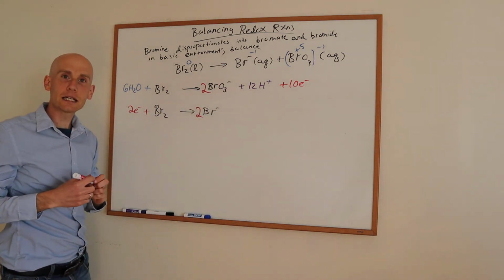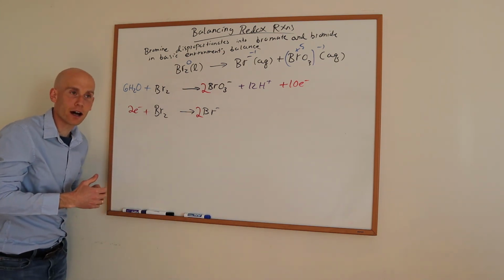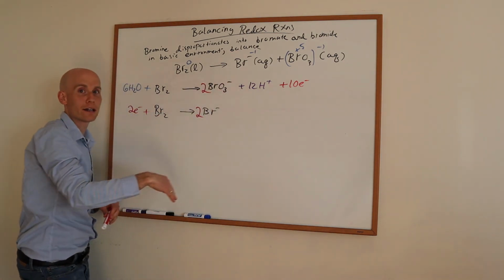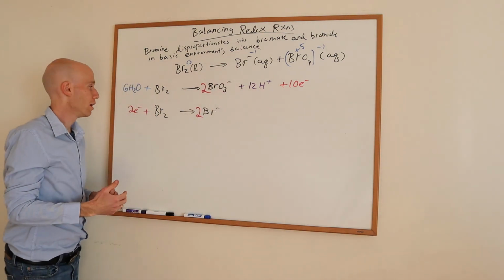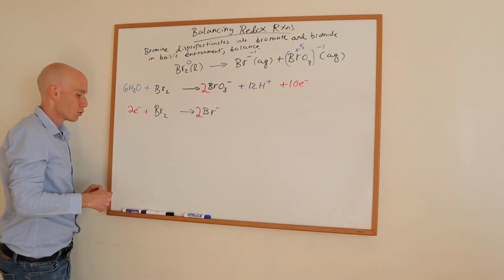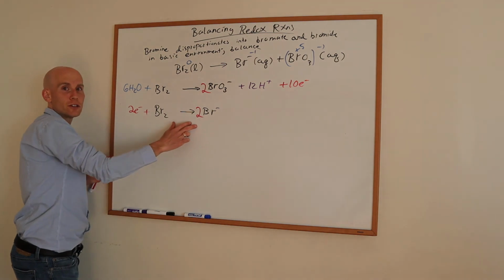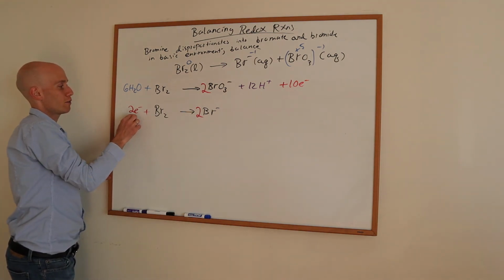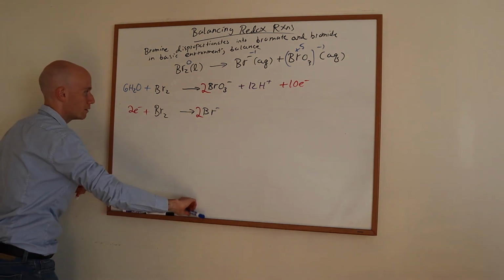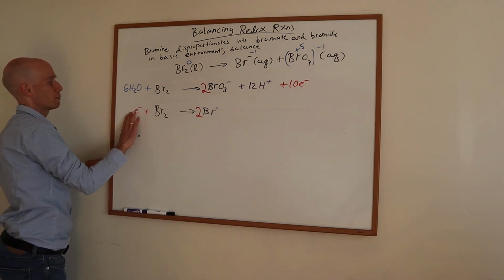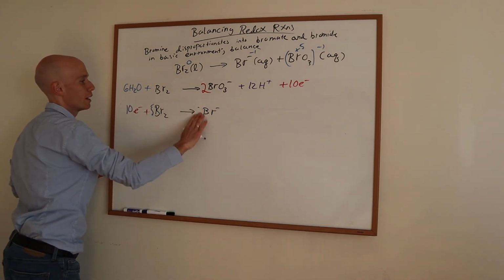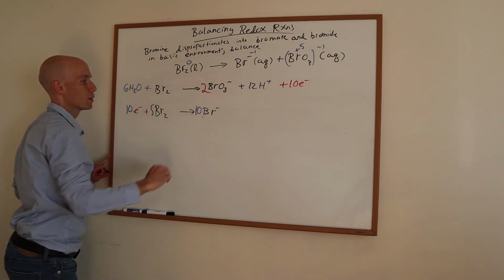Okay? The next step now is to try to add it up, but I can't add it up because I have 2 electrons here and I have 10 electrons here, and if I added it up, in my net reaction I would have 8 electrons on the right side. I don't want that. I want to get rid of all the electrons. So to do that, I need to modify the coefficients here to make sure that I have 10 electrons. So that's pretty simple. I'm just going to multiply everything through by 5. And if I multiply by 5, I get 10 here, I get 5 here, and I get 10 here again. Okay?